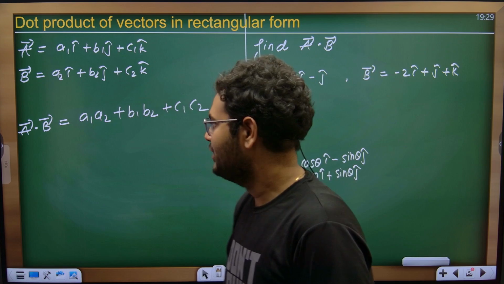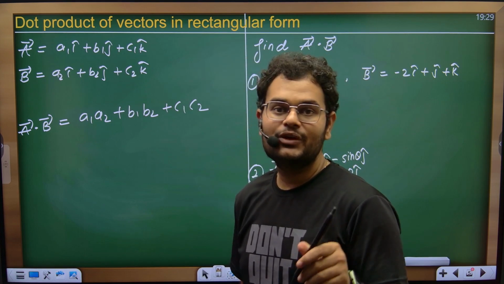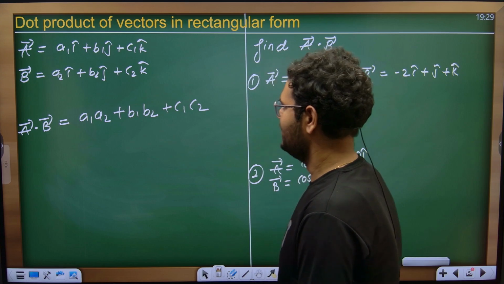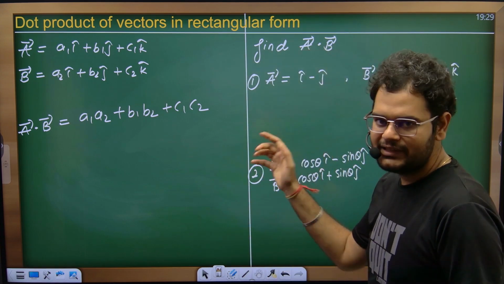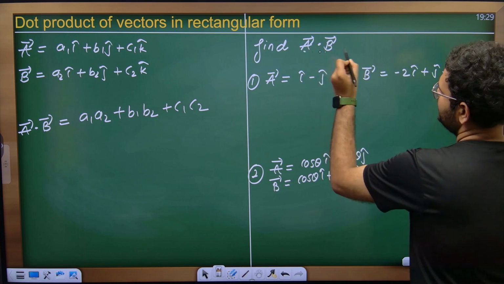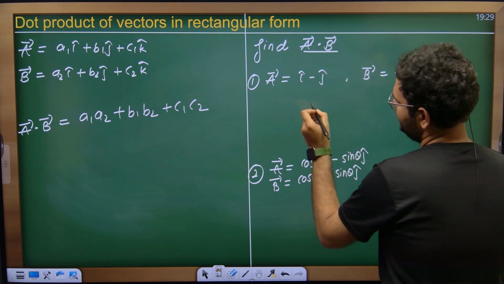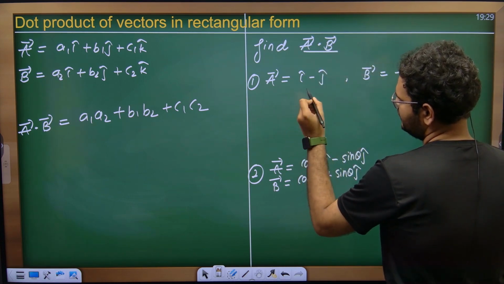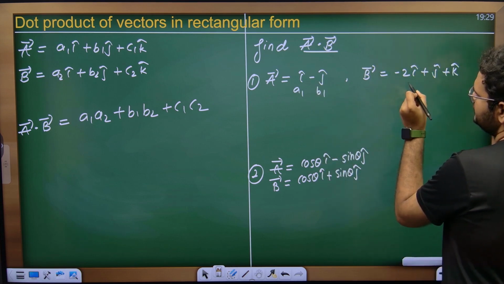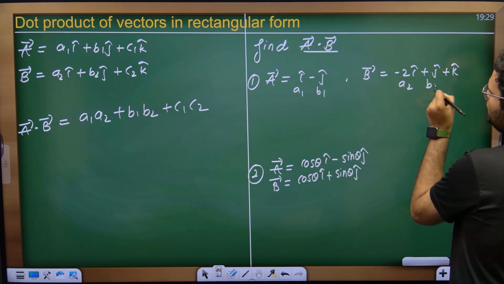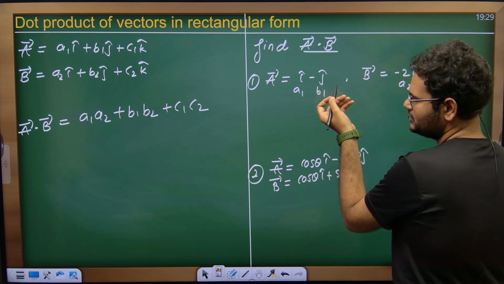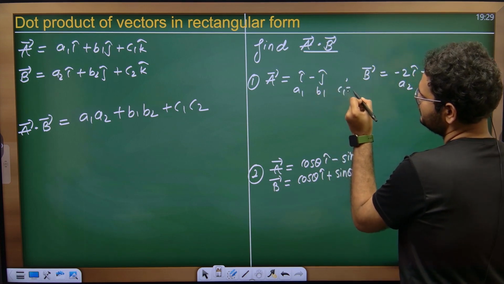But it does not mean that you can solve all the questions, because questions can be framed in a good manner. So let's solve on the basis of this property. Find a dot b. So you tell me first, where is a1? a1 b1. Sir, this is a1, this is b1. Where is a2 b2 c2? Is c1 given? No, c1 is not given. So c1 is what? 0. I will write here c1 is equal to 0.